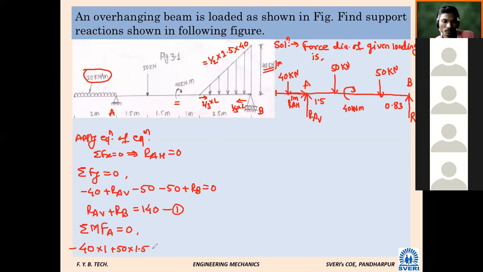This 40 kilonewton meter load, how to take? Positive or negative? Positive. Directly I will consider 40. Then this 50 kilonewton force, now this distance you have to calculate very carefully. 50 into 5.67. Calculate the distance carefully. Total distance is how much? 6.5 minus 0.83. What is the distance of 50 kilonewton force?